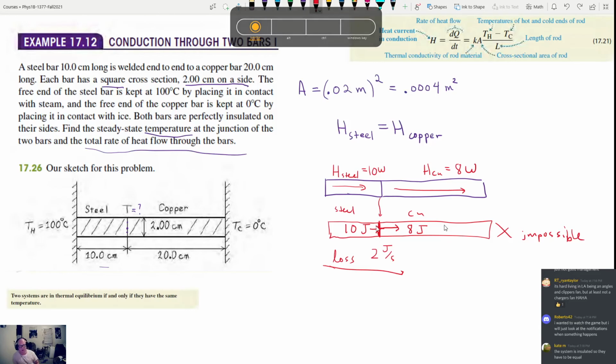Yeah, okay, that makes sense. Or we could do what we're going to do later on, which is we could have a heat pump that pumps energy out of here, or a heat engine that takes the energy out. That's another possibility. But nothing like that's happening.